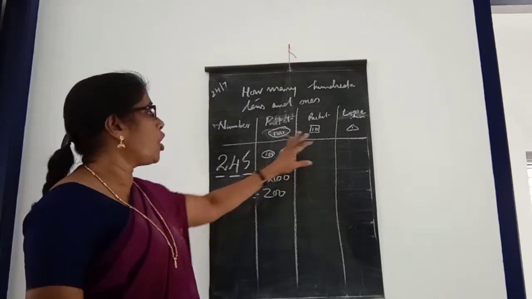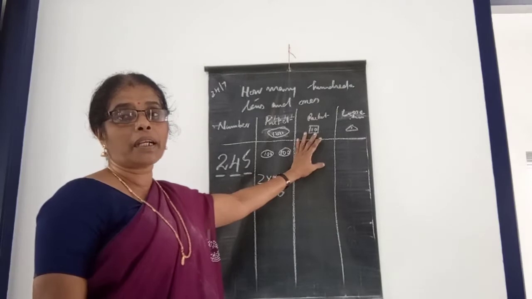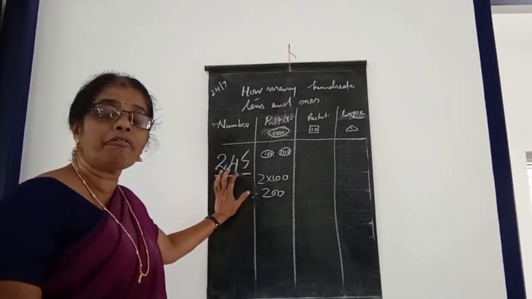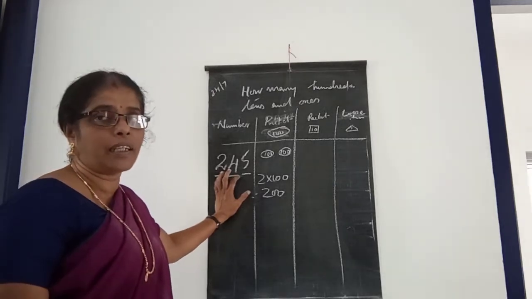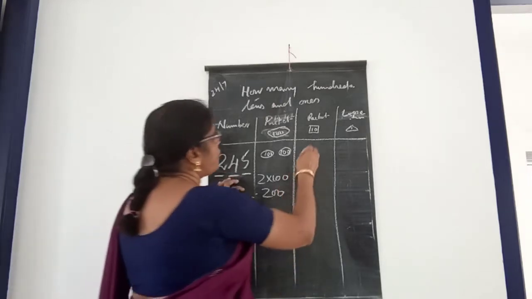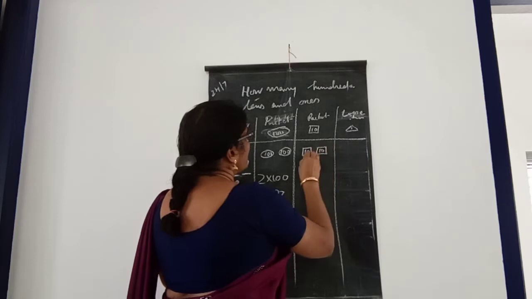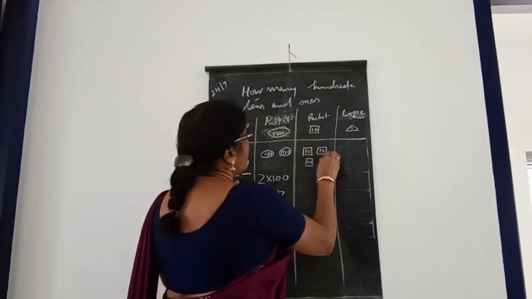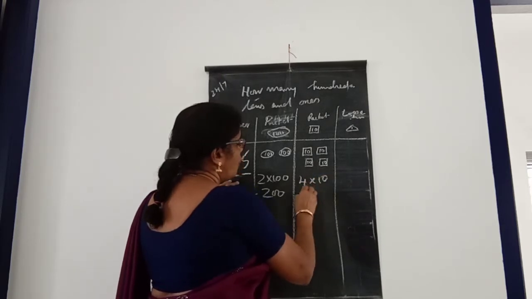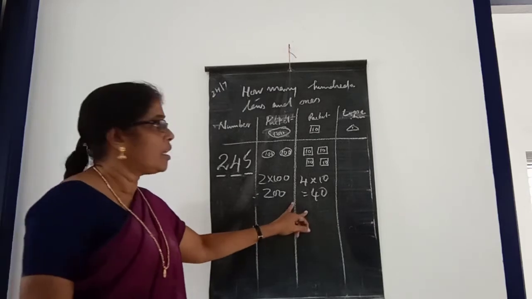And 40. How many tens? This one is the packet of tens. How many tens here? 40. In 245, the 40 is 4 tens, isn't it? 4 tens means 40. 1, 2, 3, 4. That is 4 tens. 4 tens means 4 into 10, that is 40.